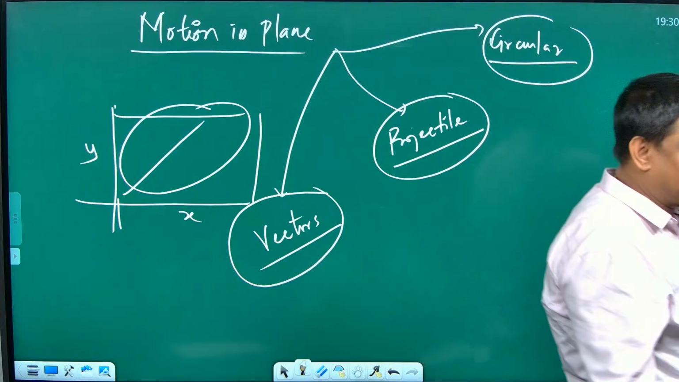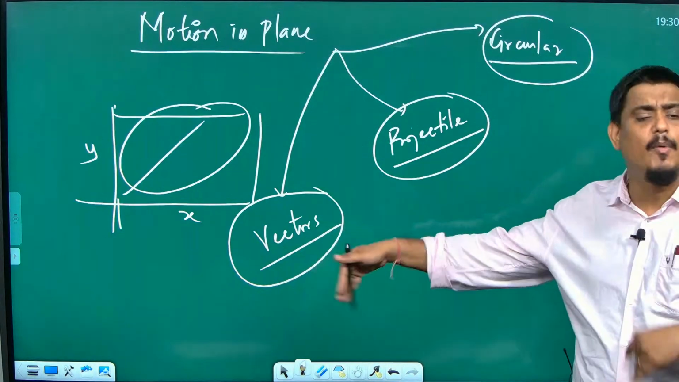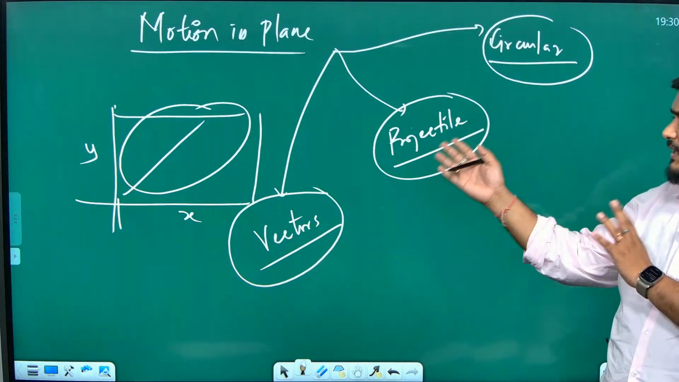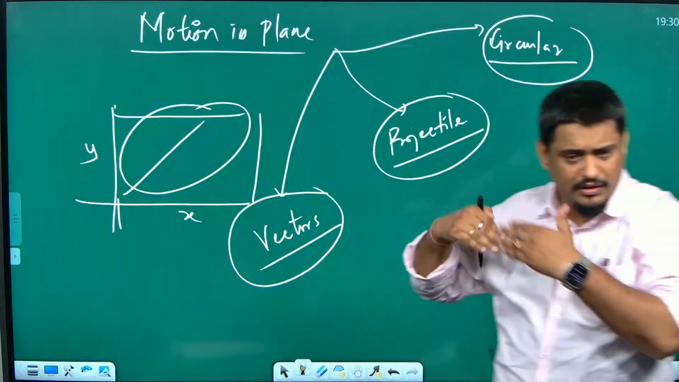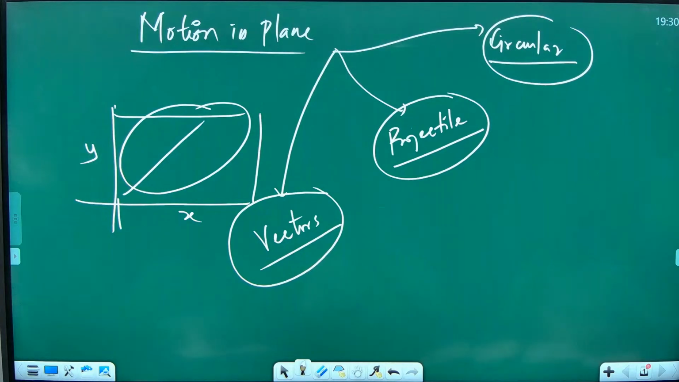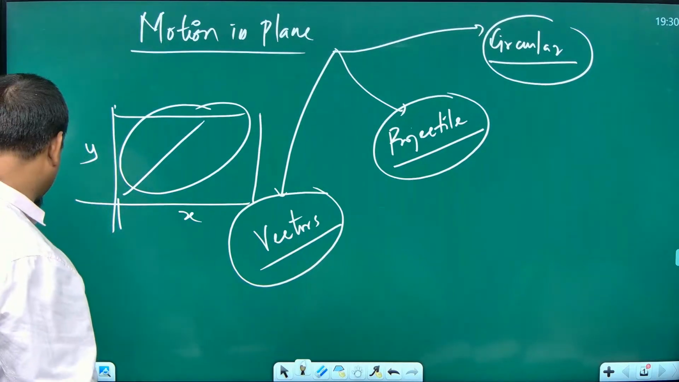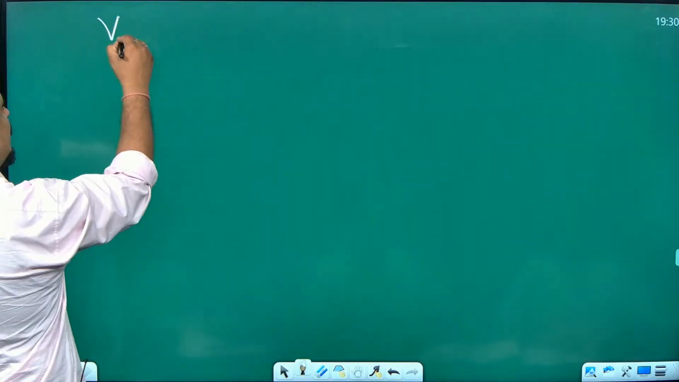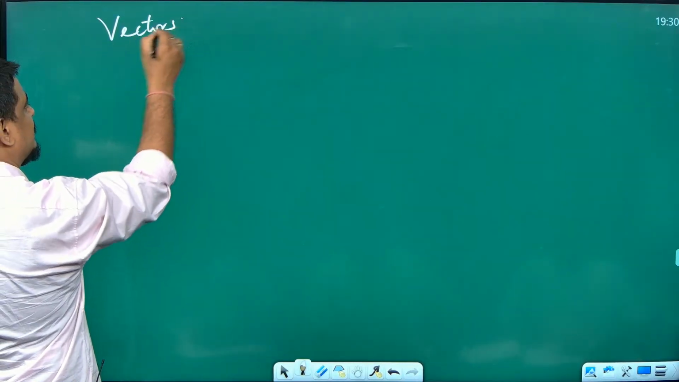Okay? So we'll start today. Today our target is to cover vectors, as much as you can cover, and next class projectile and then circular motion. In this order we will go. Today our target is to finish as much as possible of vectors. Today we are going to learn about vectors. So let us start and give the heading as vectors.